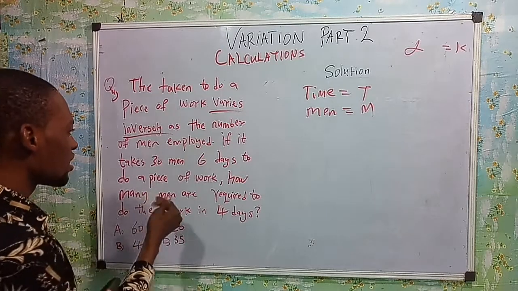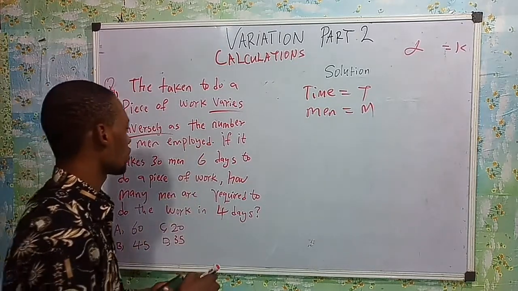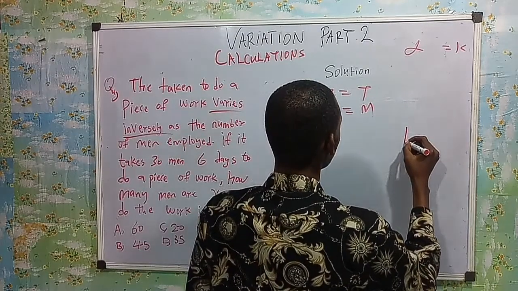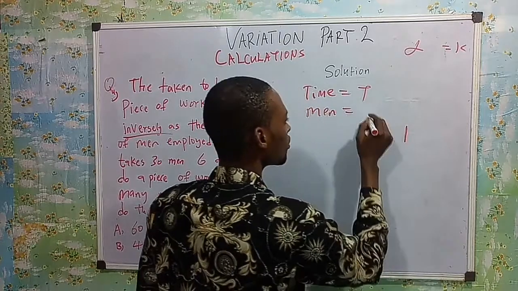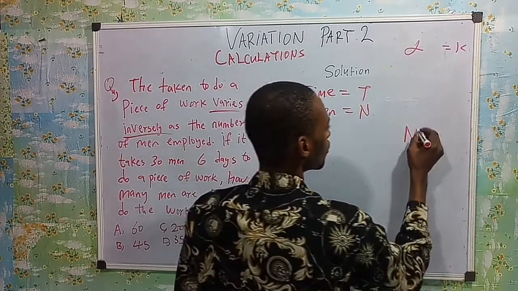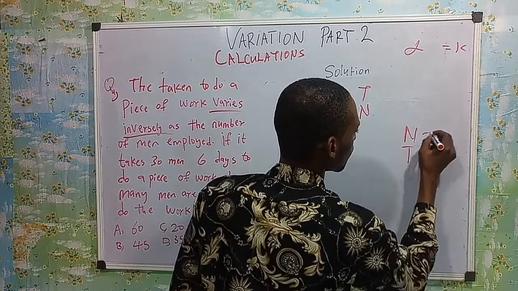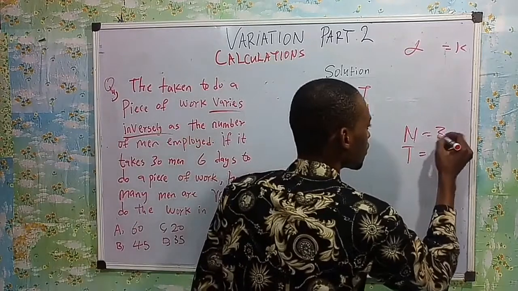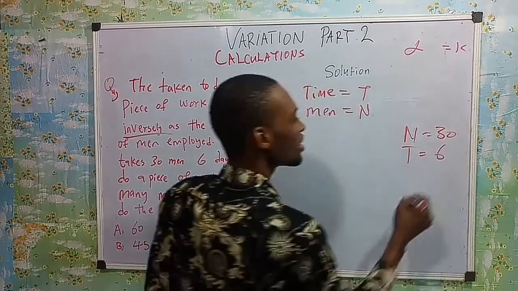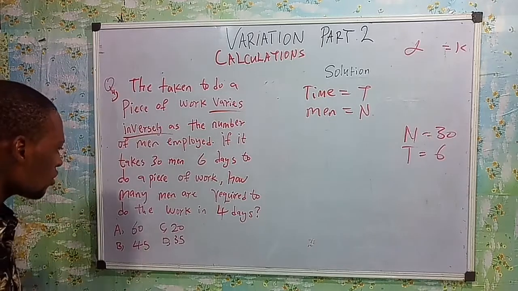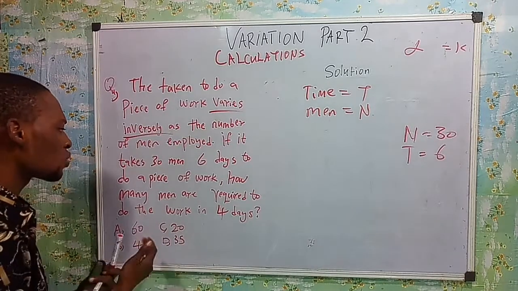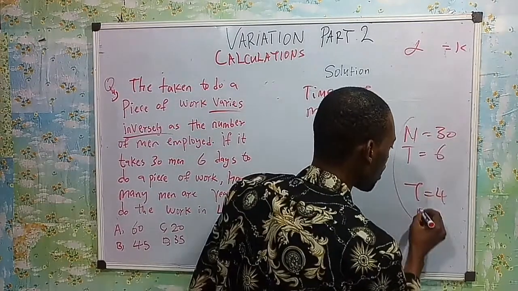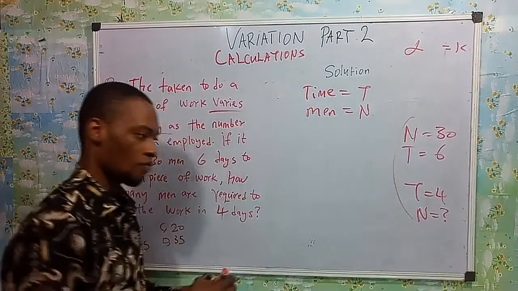So if it takes 30 men 6 days to do a piece of work, let's take the number of men as N, then time. So when the number of men equals 30, it took them 6 days, so that means time equals 6 days. How many men are required to do the work in 4 days? So when time equals 4, the number of men is what we are looking for. Very simple.